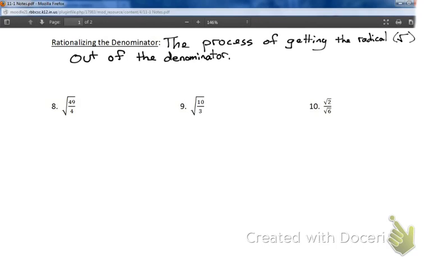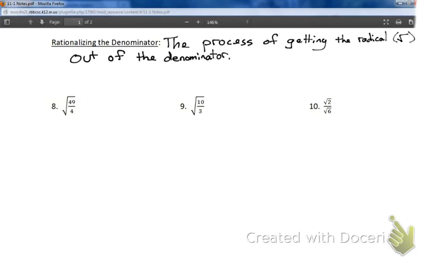This is part 2 for 11-1, simplifying radical expressions. This is the part where we talk about rationalizing the denominator. And all rationalizing the denominator means is that you are going to get the radical sign out of the denominator. You're not allowed to have a fraction where a square root symbol is in the denominator of the fraction. So just keep that in mind.